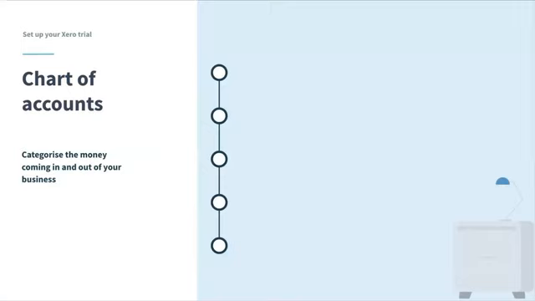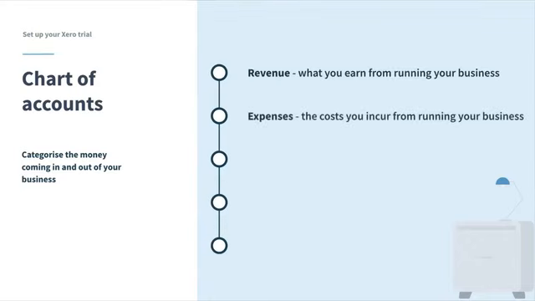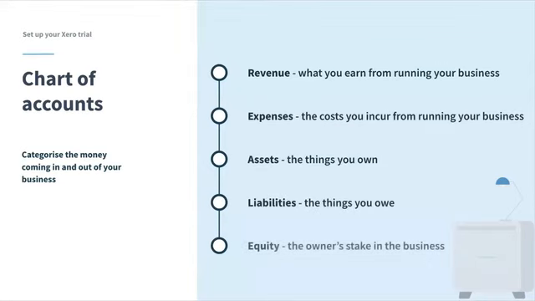The way that Xero keeps track of each transaction is by using the chart of accounts to sort the transactions into categories. An easy way to understand what the chart of accounts does is to imagine using a filing cabinet. In a filing cabinet, we have different drawers for different types of transactions that we have in business. We have a drawer for revenue, what you earned from running your business, a drawer for expenses, the costs you incur from running your business, one for assets, the things that your business owns, one for liabilities, the things that your business owes, and equity, the owner's stake in the business.